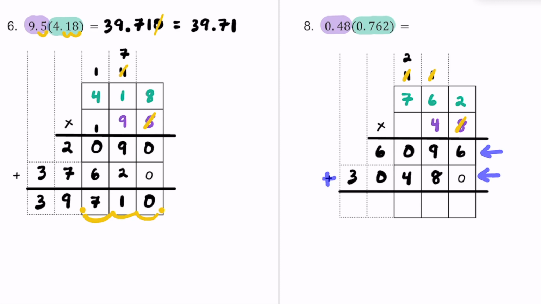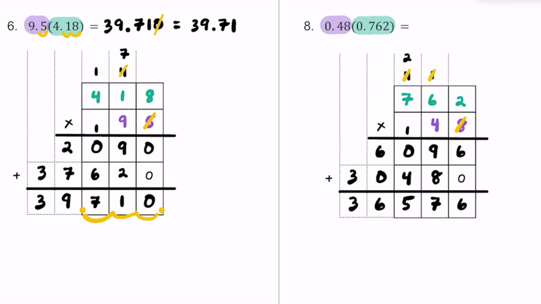Let's go ahead and add these two partial products. So this is going to be 6 plus 0, which is going to be 6. Then we have 9 plus 8, and that is going to be 17. Put the 7 and carry the 1. Then we have 1 plus 0, which is 1, plus the 4. That's going to get us 5. Then we have 6 plus 0, that's going to be 6. And then this 3 over here we can bring straight down. We're just going to have a 3 here.